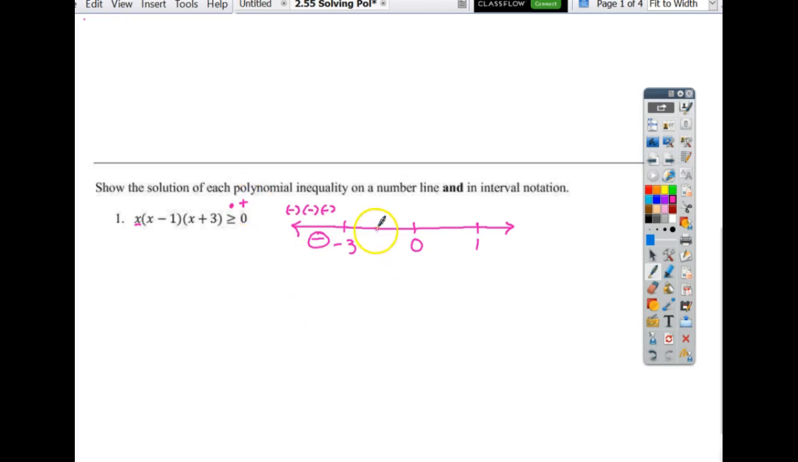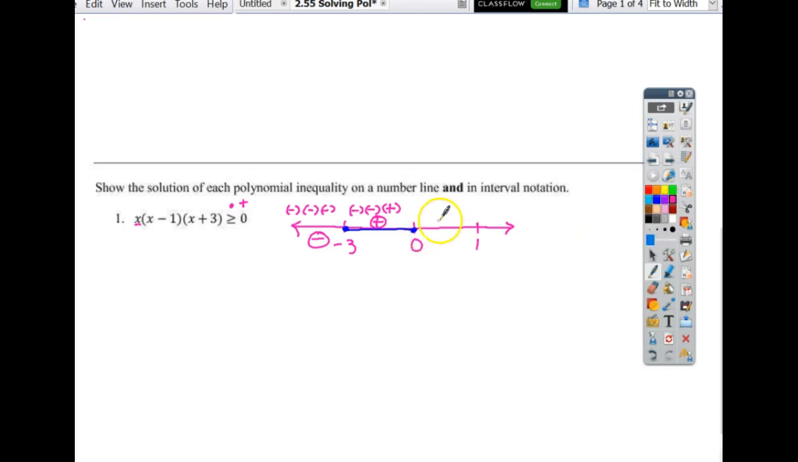So I'm going to test a number in this portion of the number line now. So let's say I pick -1. So first of all, if I put -1 in here, I get negative. If I put -1 in here, I still get negative. And I put -1 in here, now it's positive. So a negative times a negative is a positive, times a positive gives me a positive answer, and that's what I want. I want my positive solutions. So this portion of the number line is part of the solution.